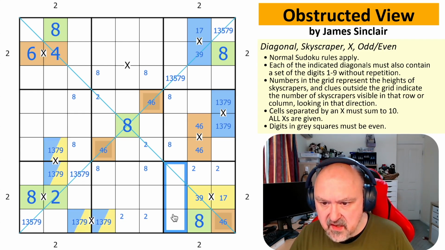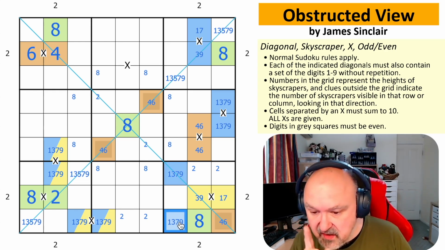Blue has to be down here because blue is here and here, but they have to be kept apart. Those are blue. So these are 1, 3, 7, 9. Because I can't put them together because there's no X. That's the trick.